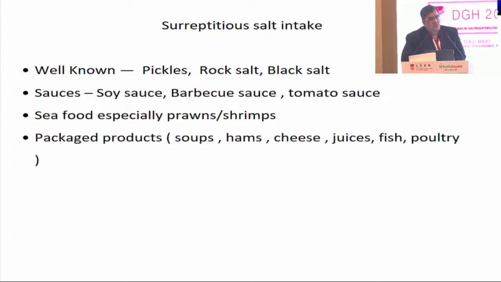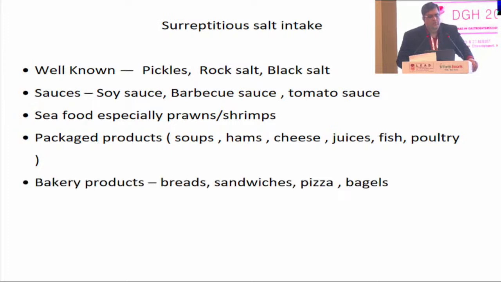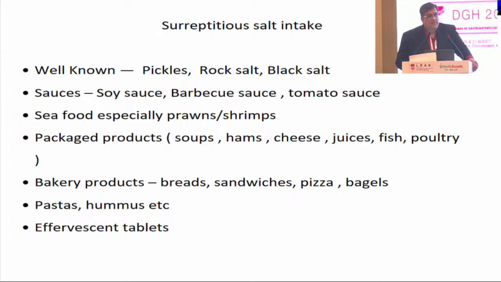All your packaged products have a very high salt content because that is how they preserve, that is how they prevent the decay and fermentation. So all the pre-packaged soups, hams, cheese, juices, fish and poultry. Bakery products like bread, sandwiches and pizzas, pastas and hummus. Effervescent tablets, very common. Many of our patients, when they have acidity, consume a lot of these effervescent powders or tablets or soda, and they are all rich in sodium.